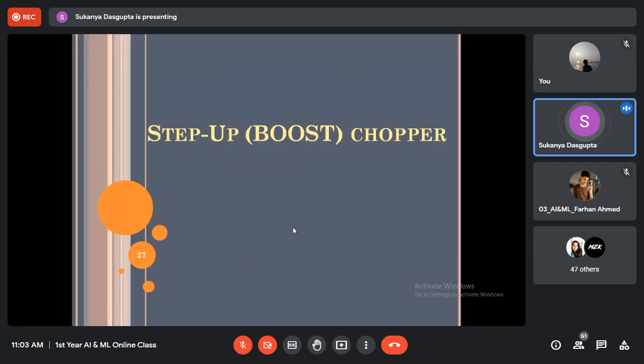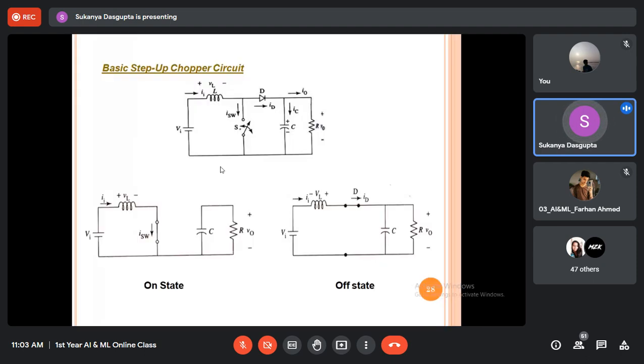Next, we'll see boost chopper or step up DC-DC converter circuit. Definitely here we'll obtain output DC voltage higher than the input fixed DC voltage. And this is the topology of the basic step up chopper circuit. There are many other configurations of step up chopper circuits. Here the switch S is a semiconductor switch.